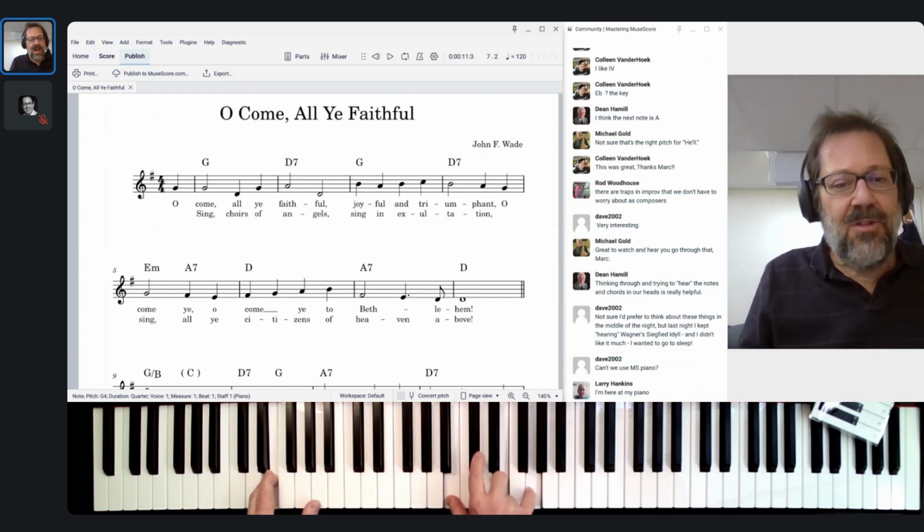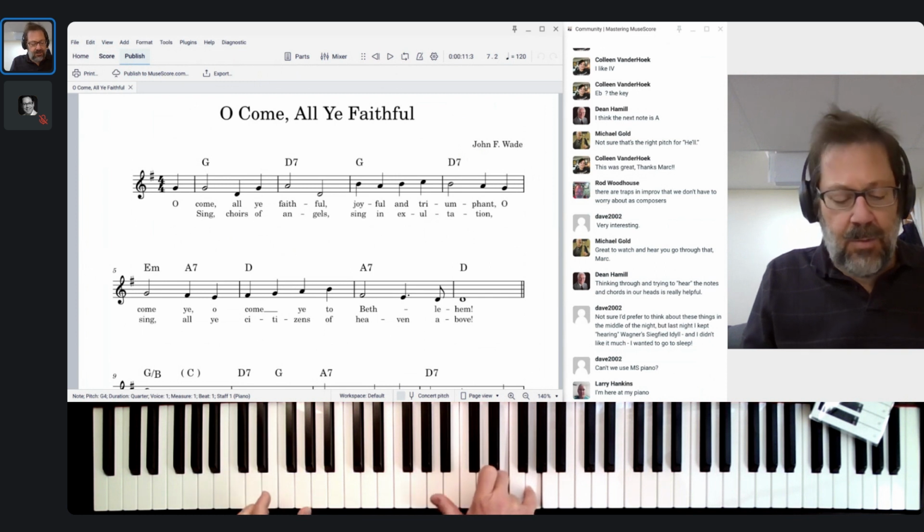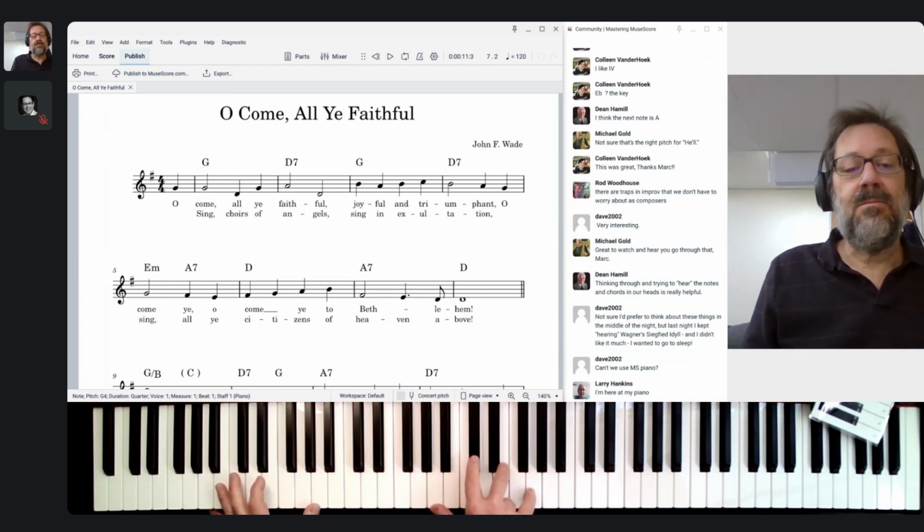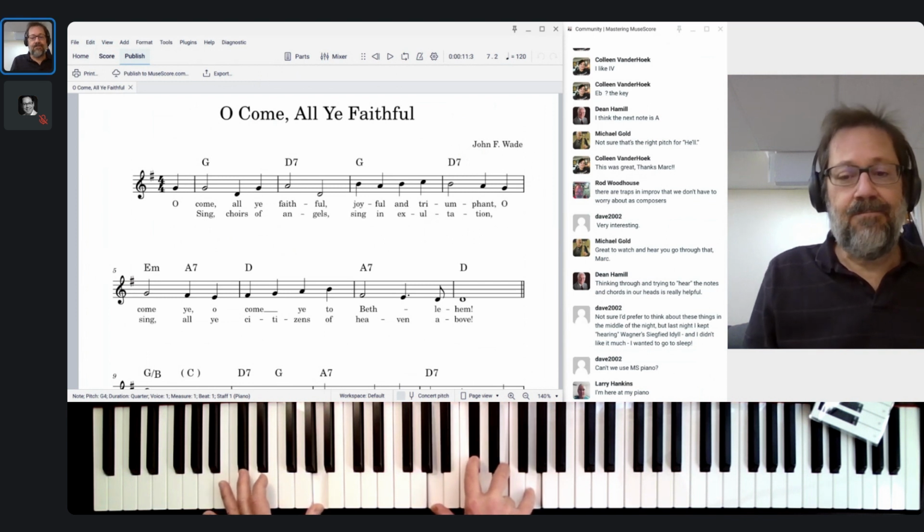Now let's do the same for the A7 chord. Thumb on or below middle C, the rest of the chord above. Think about it. There we go.